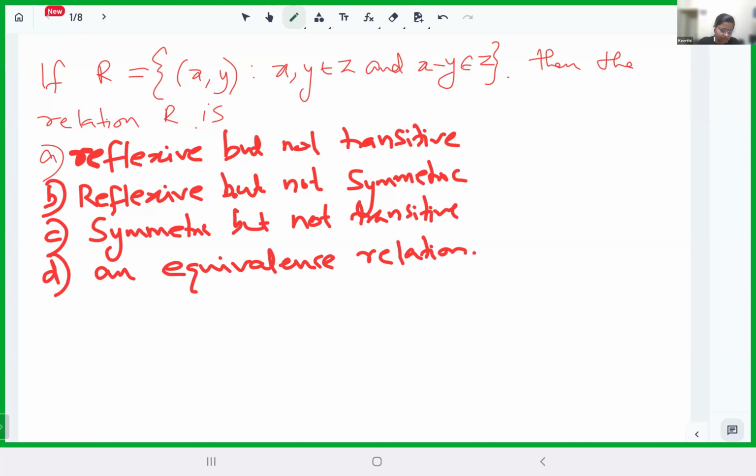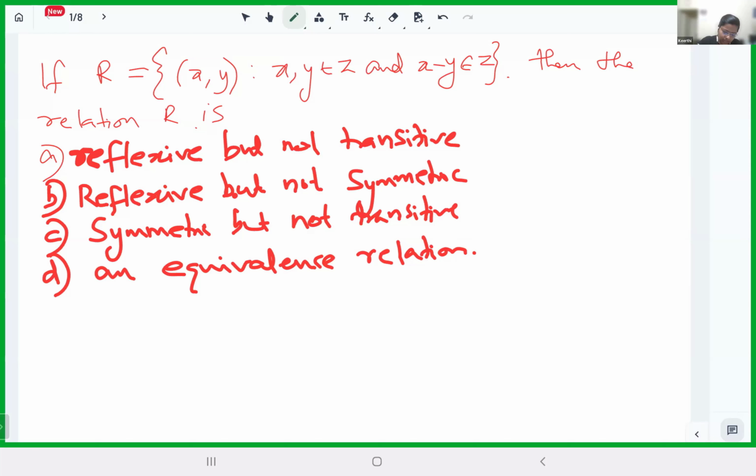So R is given as the set of all ordered pairs (X, Y) such that X, Y is an element of Z and X minus Y belongs to Z. Then what can you say about the relation R? They are given a relation, so we have to check whether it is reflexive, symmetric, transitive, or an equivalence relation.